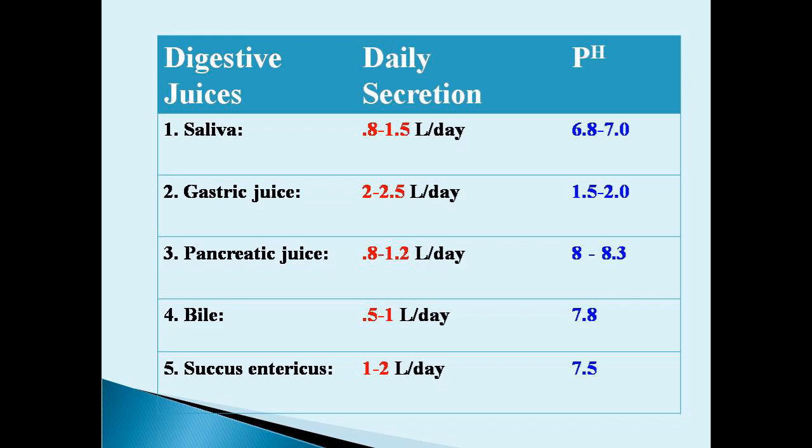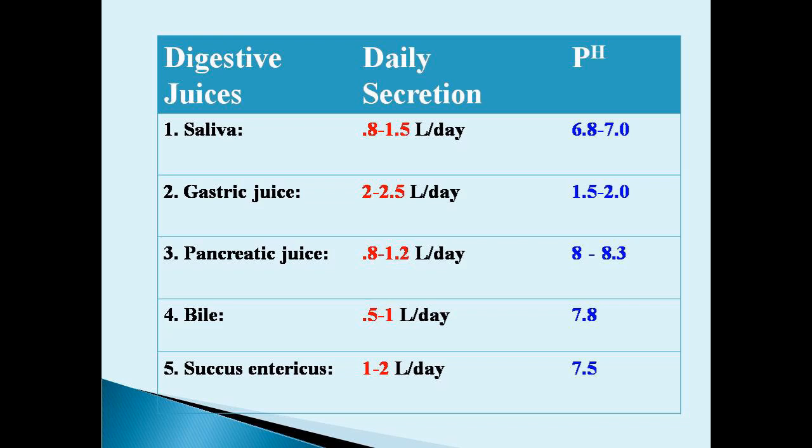Here is the list of digestive juices. We have 5 digestive juices, that are saliva, gastric juice, pancreatic juice, bile and succus entericus, with their daily amount of secretion and their pH value. Saliva daily amount of secretion is 0.8 to 1.5 liter per day, or 800 to 1500 milliliter per day, and its pH value is 6.8 to 7.